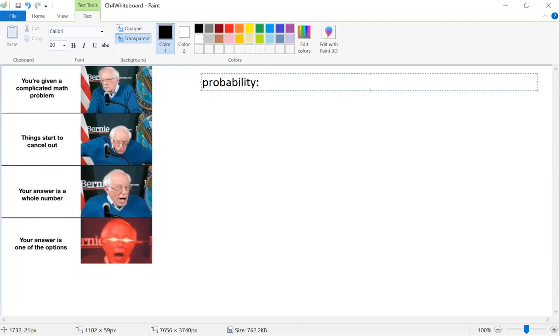So probability is the chance of something occurring from 0% to 100%. Kind of intuitive. There's not a negative chance of something, and likewise, you can't go over 100%, unless it is a class with extra credit that has far too much extra credit.